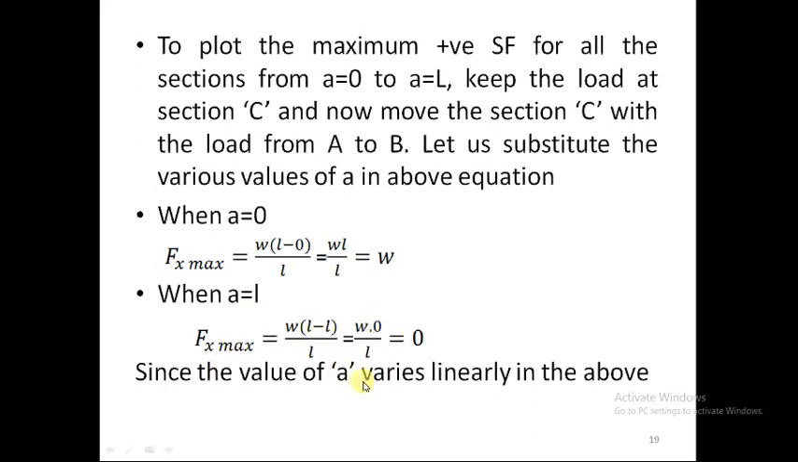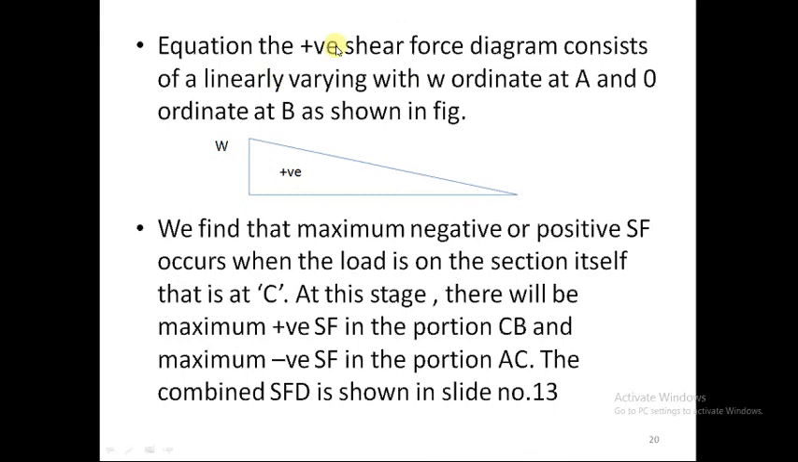Since the value of a varies linearly in the above equation, the positive shear force diagram consists of a linearly varying ordinate, W at a equal to 0 to 0 at B, as we have shown in the figure here. So at A I got W as the value of the ordinate, and at B it is 0.